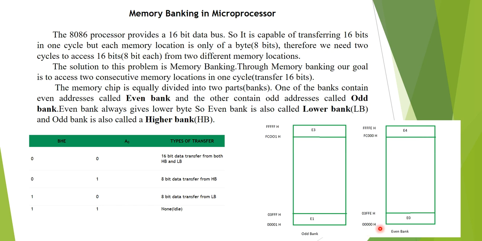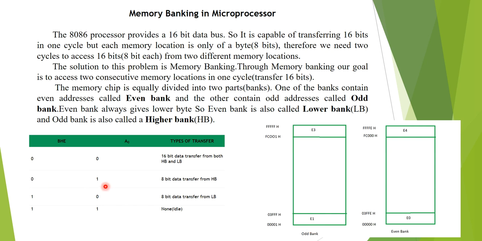So this is address 00000 and this is 00001. Similarly this will extend. So we read first the data from the even bank, then we read the data from the odd bank. So the total 16-bit data will be read in this case when BHE bar is 0 and A0 is 0. A0 being 0 means we read the data from the even bank. If BHE bar is 0, then we read the data from the odd bank.